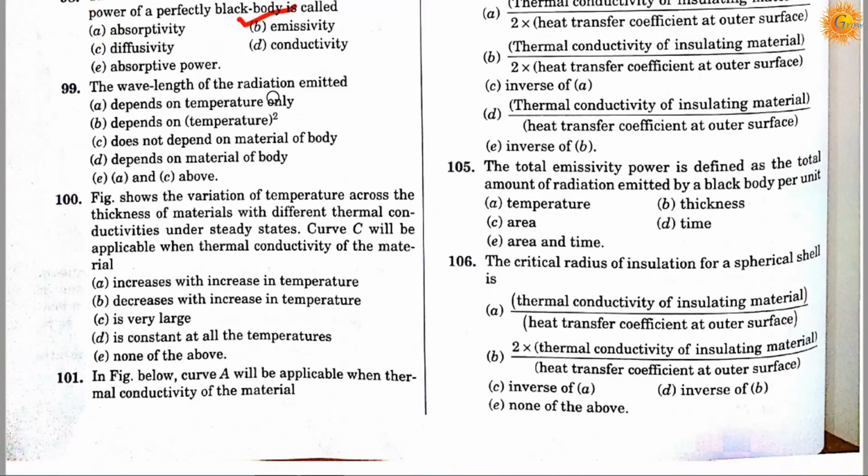Question number 99. The wavelength of the radiation emitted: option A, depends on temperature only; option B, depends on temperature square; option C, does not depend on the material of the body; option D, depends on the material of the body; and option E, A and C are correct. So the correct answer is E. It means A and C are correct: it depends on the temperature only and does not depend on the material of the body.